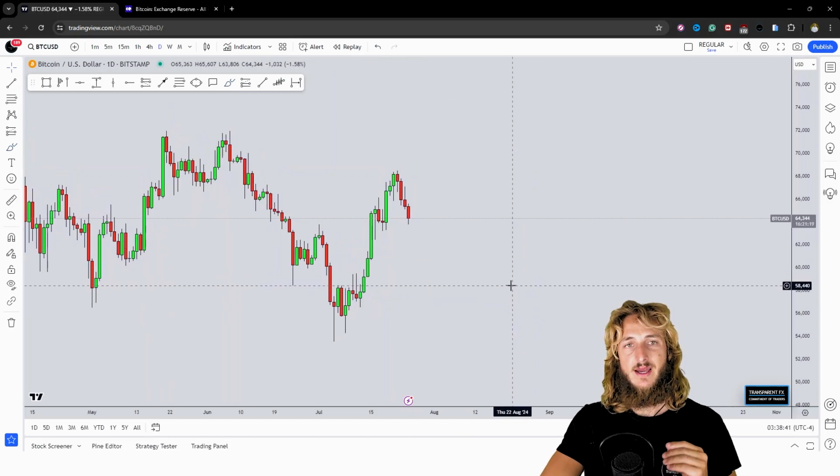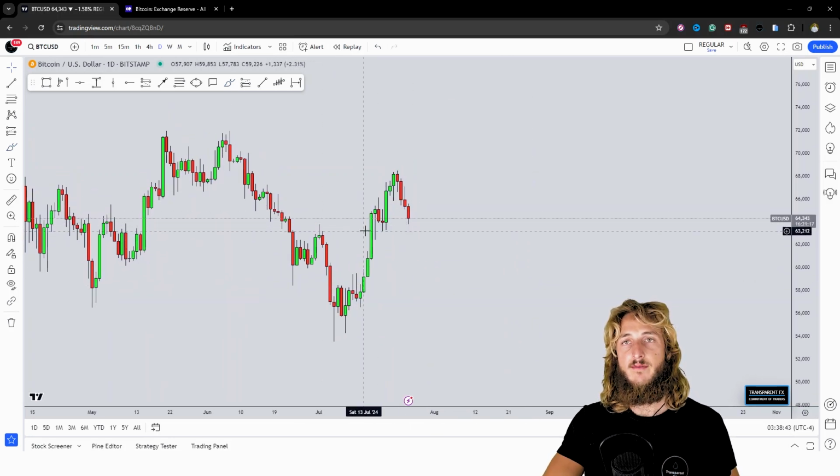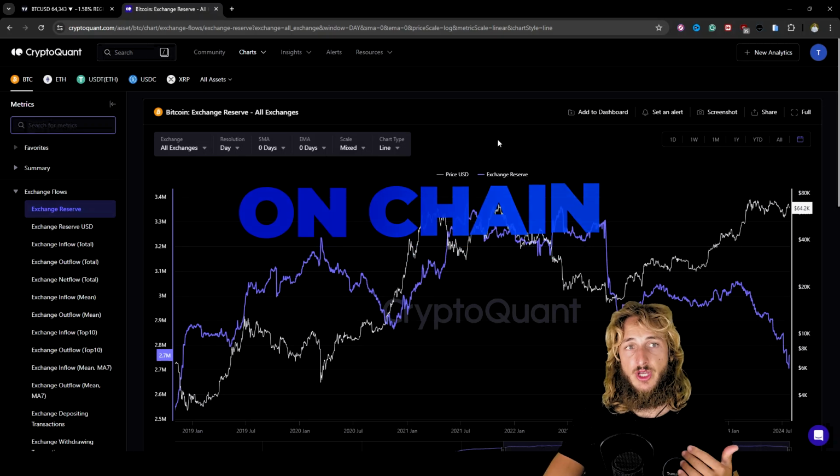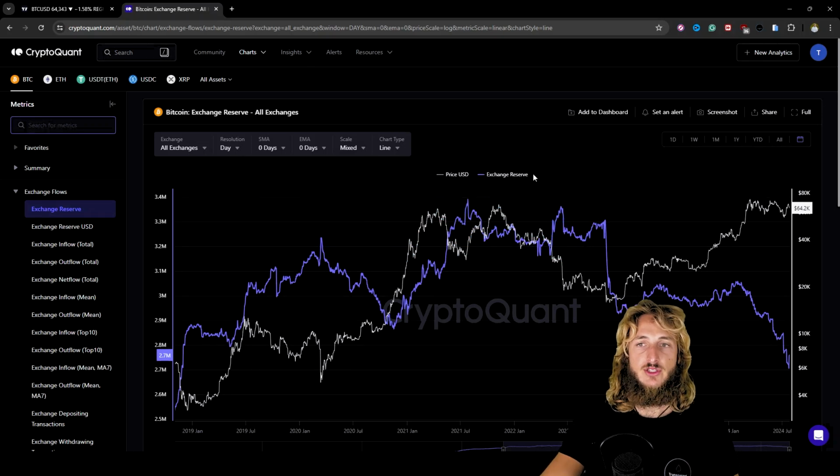Now, let's keep this in mind, and before we dig deeper into what we have here from a technical perspective, let's first go and confront some on-chain data. So the first metric that I want to look at is the exchange reserves.